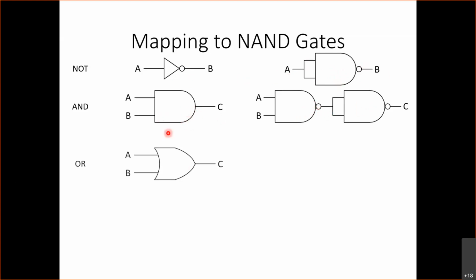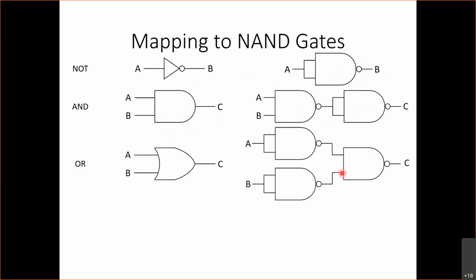Okay. If I want to implement an OR gate using an AND gate, I can have a NAND gate. And remember, this NAND gate is also equivalent to an OR gate with inverted inputs. So I just invert the inputs to the NAND gate, and I get an OR gate.